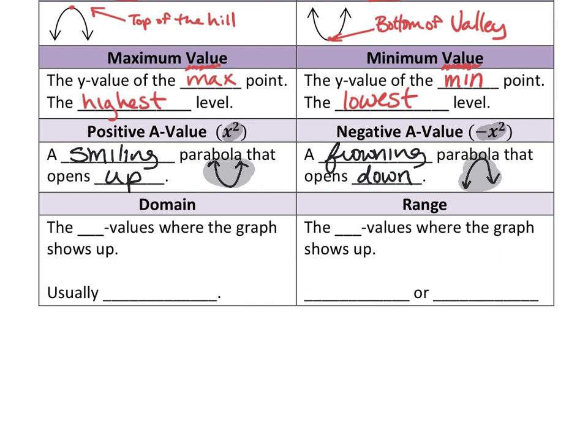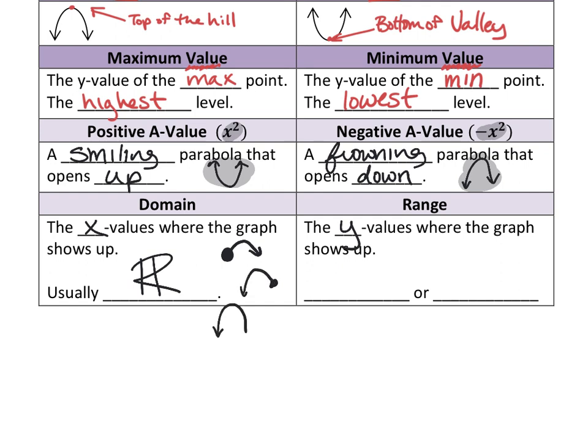Domain and range we have defined a million times over this year. Remember that domain is the x values where the graph shows up, and the range is the y values where the graph shows up. Now for quadratics, it's actually pretty simple. Domain is usually all real numbers because usually these graphs go on forever in both directions. There will be times where it's specifically stopped, but remember you're going to have to look for those endpoints for that to be the case.